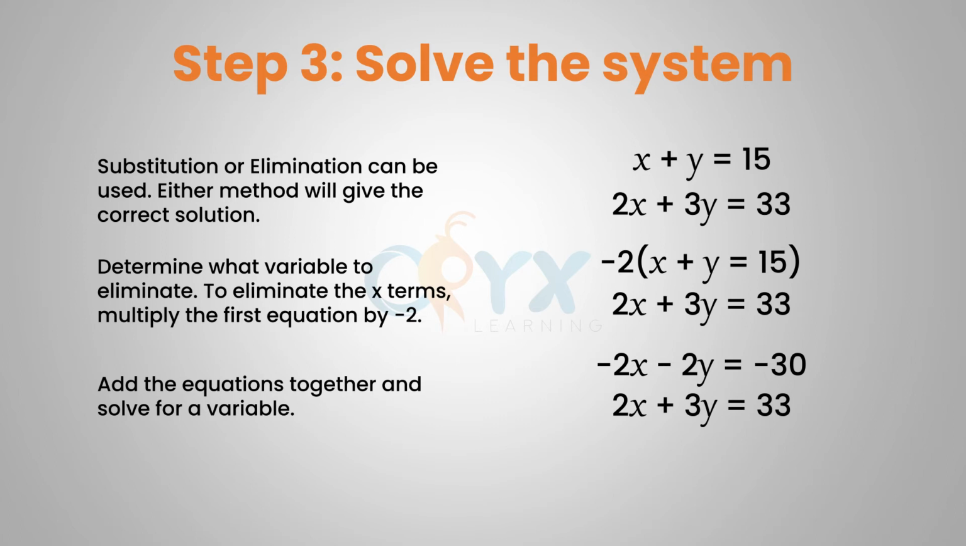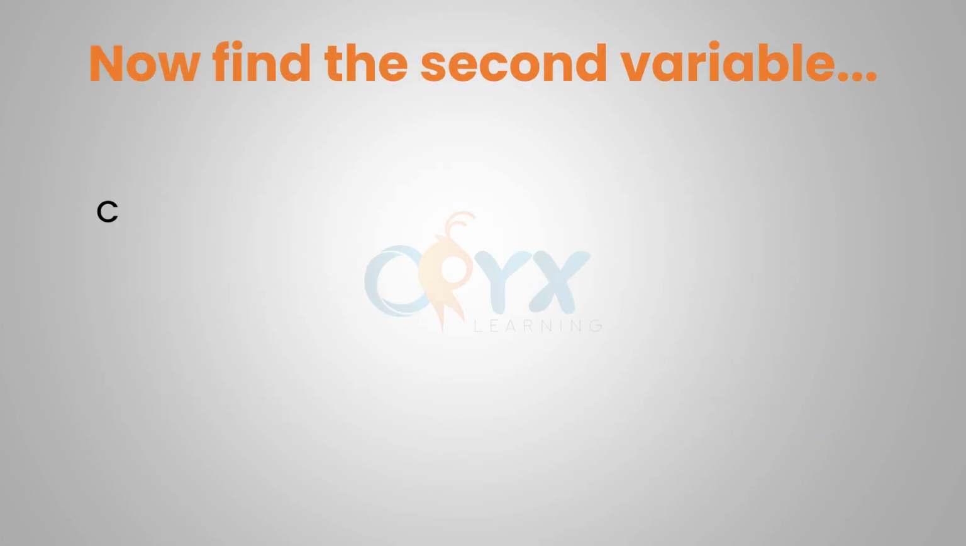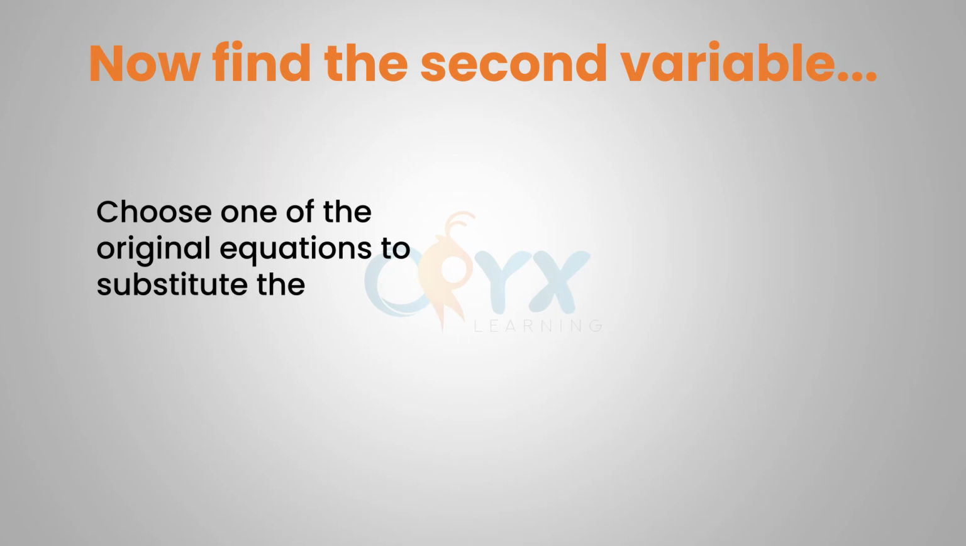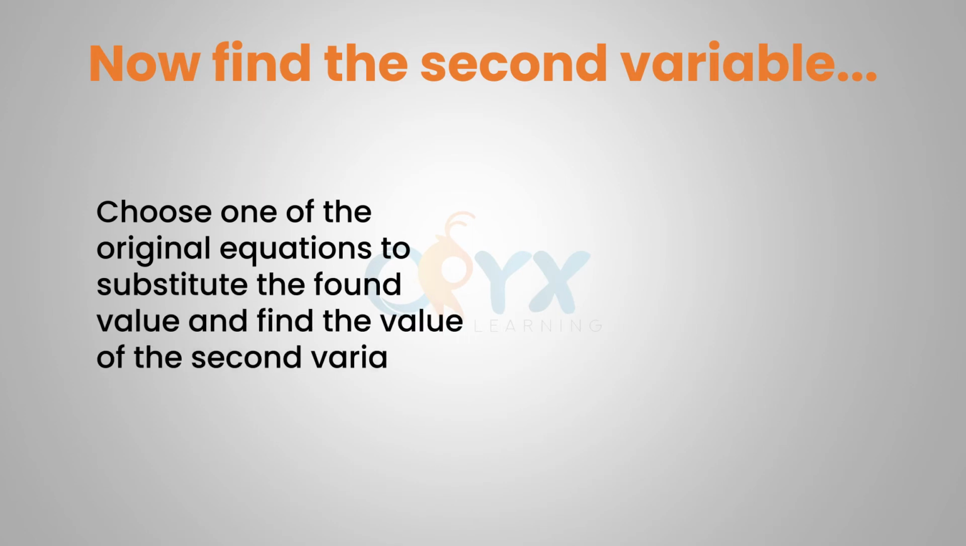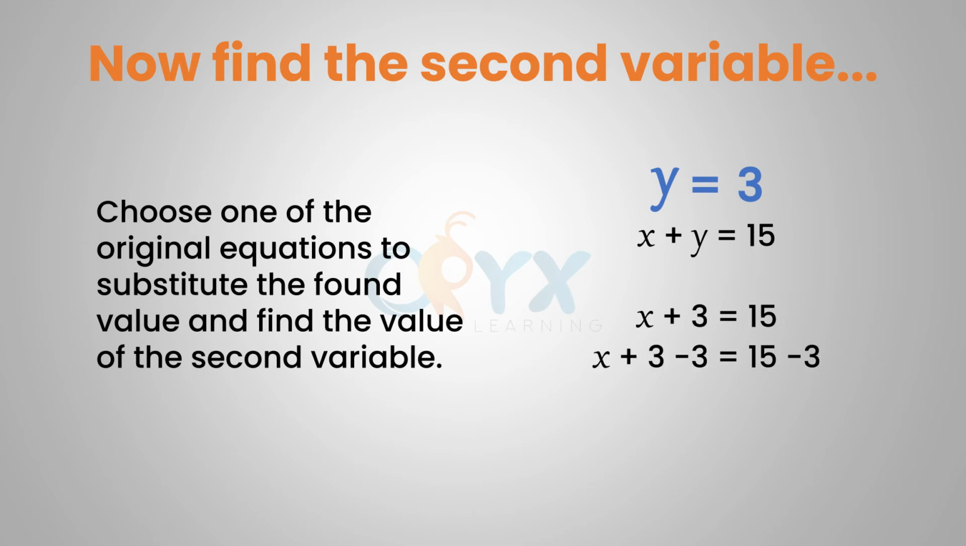So when the x terms eliminate, I'm left with -2y plus 3y, which is just y, and -30 plus 33, which is 3. Therefore, y equals 3. Now I need to choose one of the original equations to substitute the found value and find the value of the second variable. If I substitute y equals 3 in my original equation of x plus y equals 15, I get x plus 3 equals 15. Solving for x, I'll subtract 3 from both sides of the equation, and I get x equals 12.